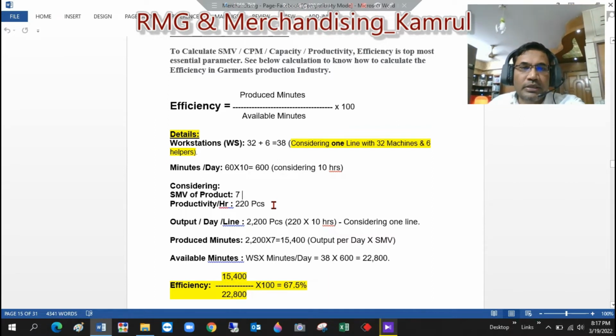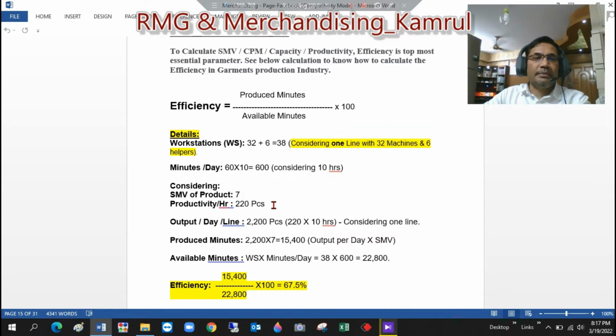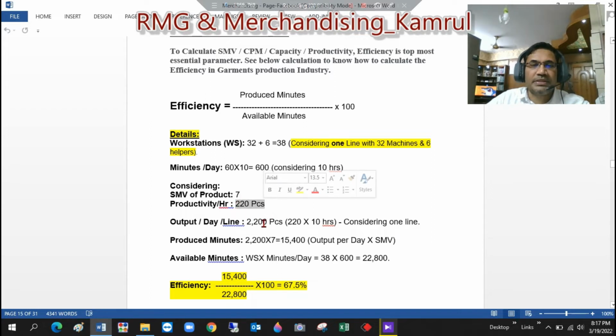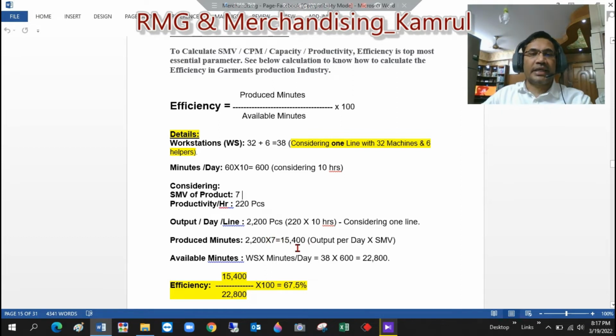The same way, you can consider average factory SMV and average factory productivity. Here we have to make the per day output. Per day output is 2200 pieces. How? Per hour 220 pieces, and as it is 10 hours, we get 2200 pieces. And as SMV is 7, if we multiply 2200 pieces by 7, we get the produced minutes: 15,400 minutes. These are the produced minutes of that particular line of the factory.